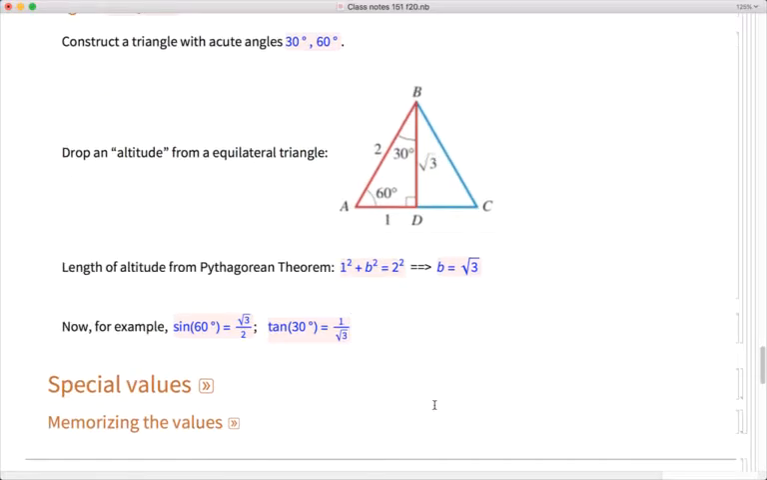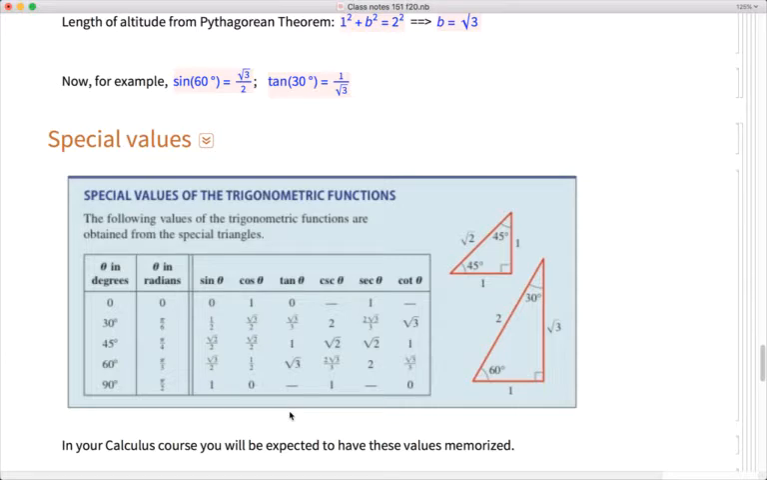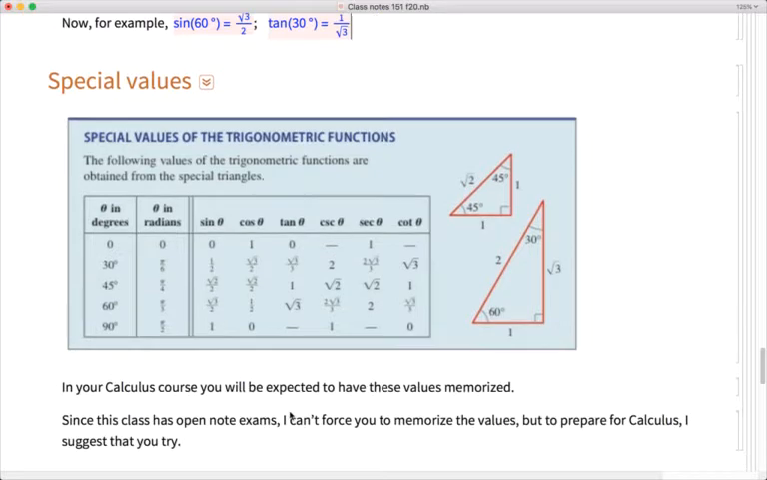Okay. Now, these values for trig functions at 30, 60, and 45, our book calls these special values of the trigonometric functions, and they're listed out here in this table. So, in your calculus course, unless things change drastically, based on the instructors that I know, you will be expected to have these values memorized. That you're supposed to know. If somebody asks you, what's the sine of 30? You're supposed to know right away it's a half.